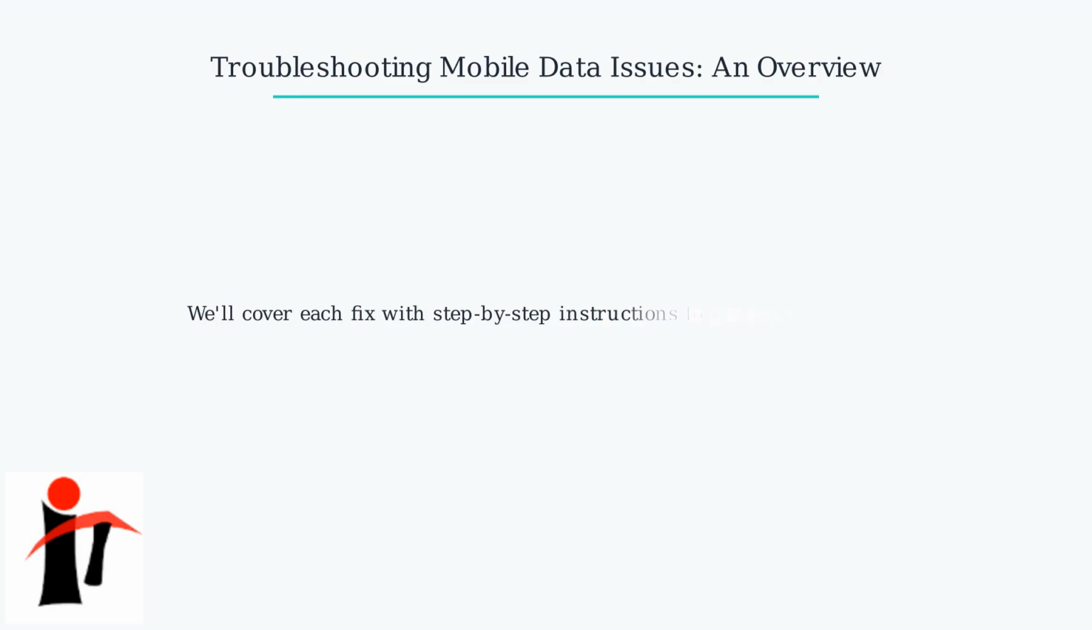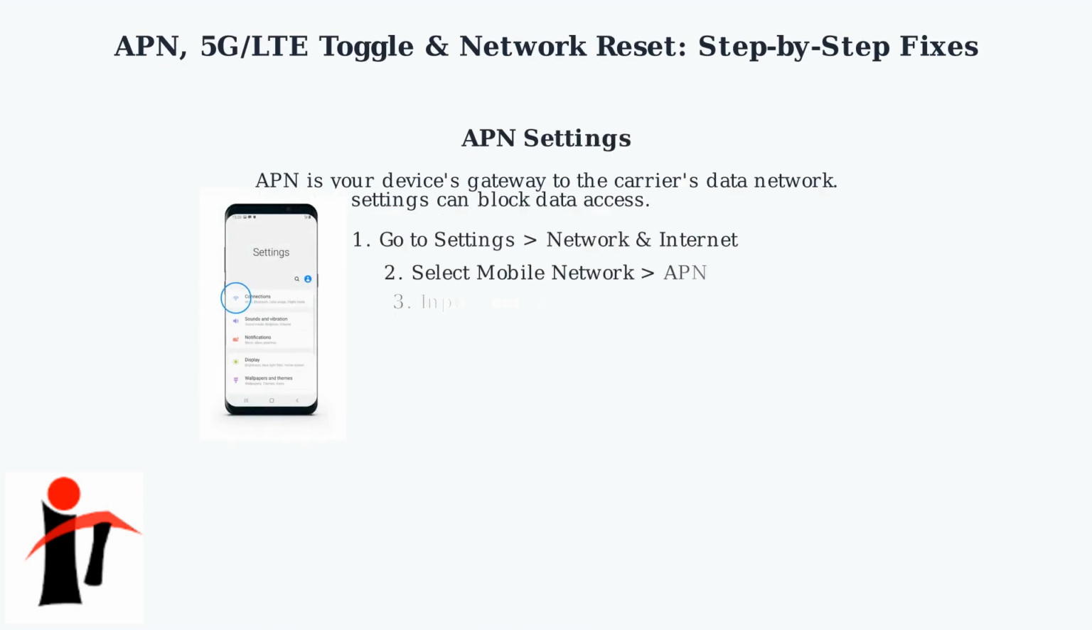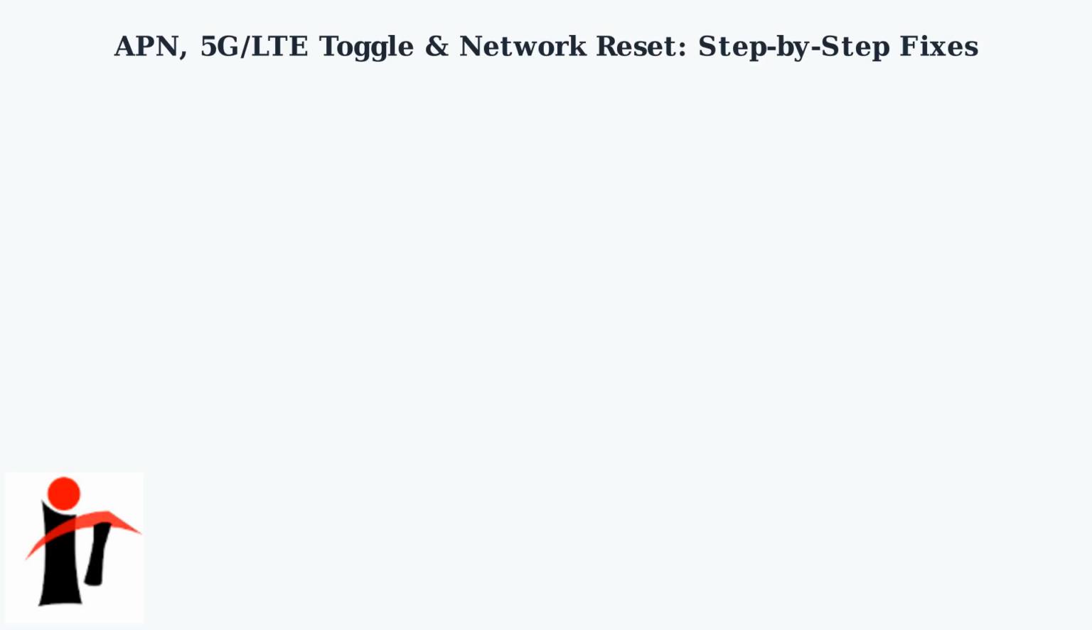We'll cover each fix, providing steps to get you back online. Let's dive into fixing your mobile data. First, APN settings. This is your device's gateway to the carrier's data network. Incorrect settings block data access. Find APN settings under Settings, Network and Internet, Mobile Network, APN. Input your carrier's specific values found on their website.